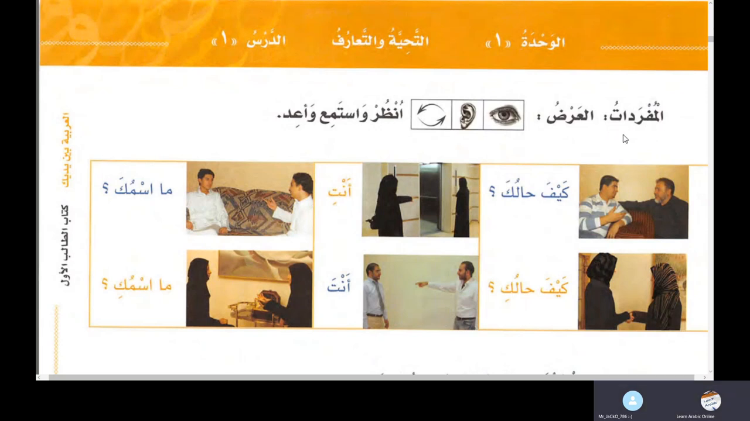Al-mufradat, which means vocabulary, okay. Al-ard, presentation. Next. Unzur wastami' wa'id. Good. So here he is telling you the difference between male and female. When you ask a question to a male, you will say kaifa haluka. But for a female, you will say kaifa haluki. Okay? Read this.